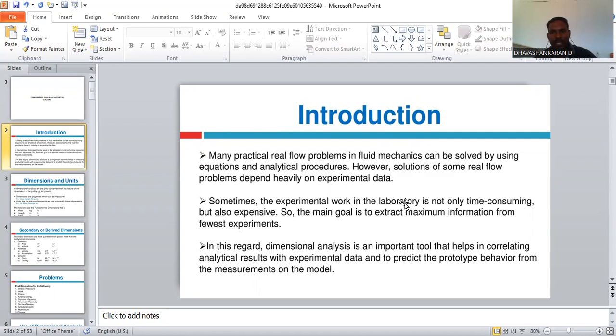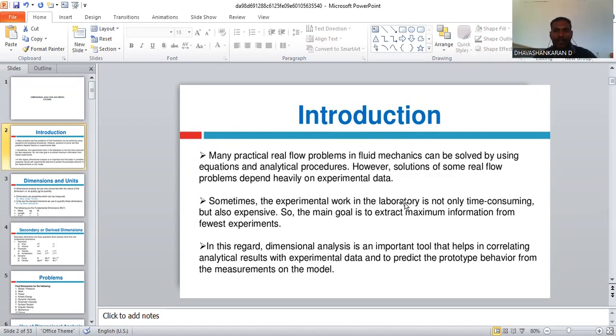Some experimental work in the laboratory is not only time consuming but also expensive. We cannot do all these experiments in a laboratory setup, because it would consume a lot of money due to the expenses. So the main goal is to extract the maximum information from the fewest experiments.